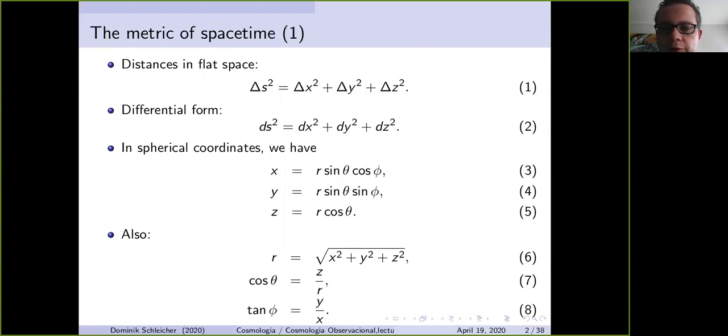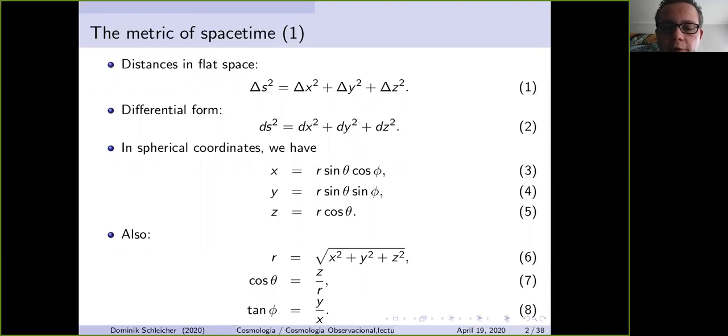We can in principle change our coordinates. This has nothing to do with geometry. This is just to do with the choice of the coordinate system. For instance, we can always use a spherical coordinate system to describe our points from the point of view of a central particle, for instance.